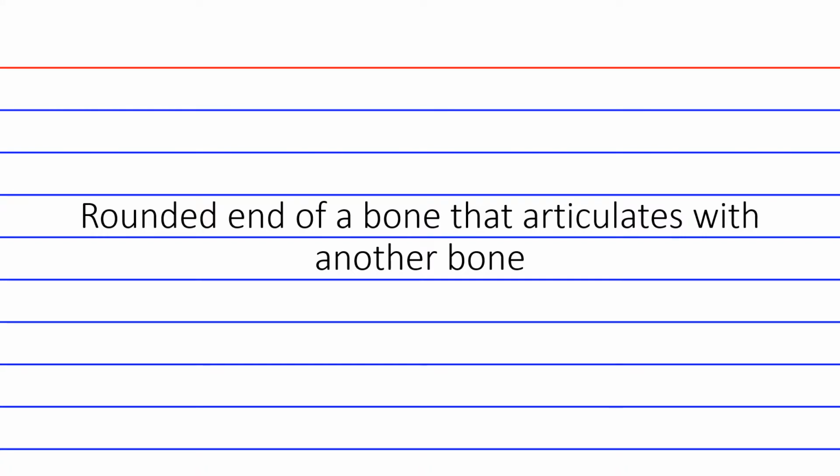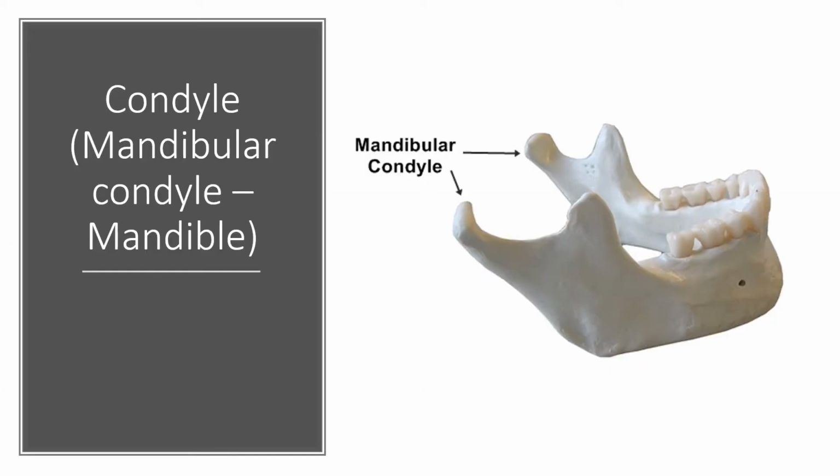This is the rounded end of a bone that articulates with another bone. The answer is a condyle. There are many condyles throughout our skull and our mandible, right? There's the mandibular condyle on the mandible. There's the occipital condyle that articulates with the vertebral column on the occipital bone. There are condyles on many of your limb bones.